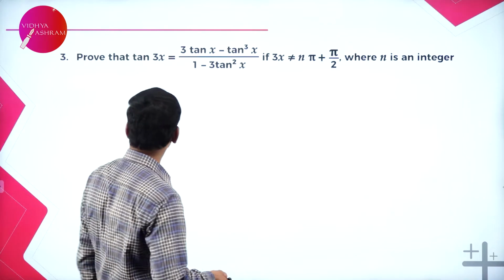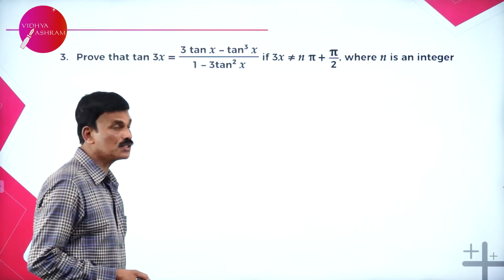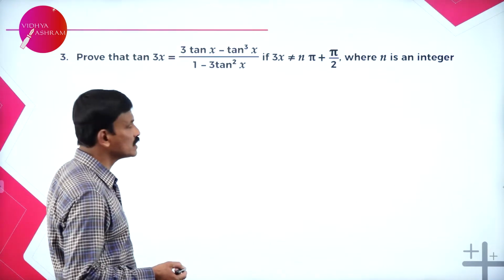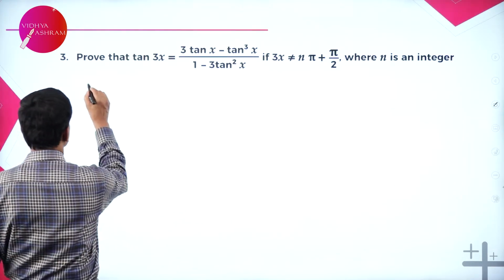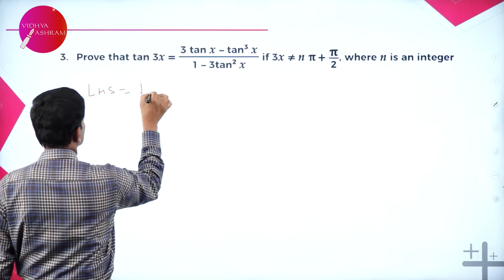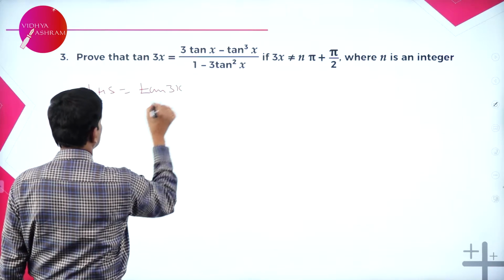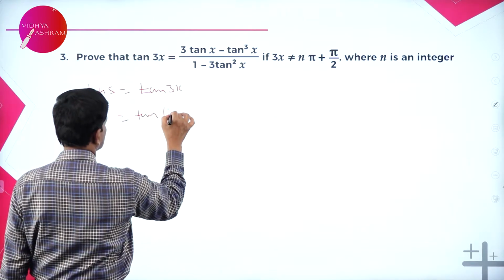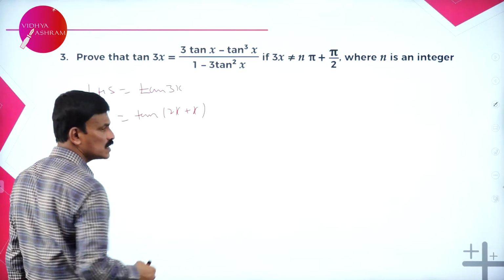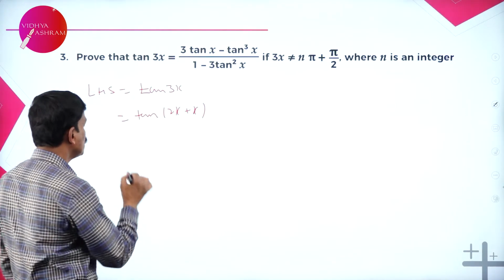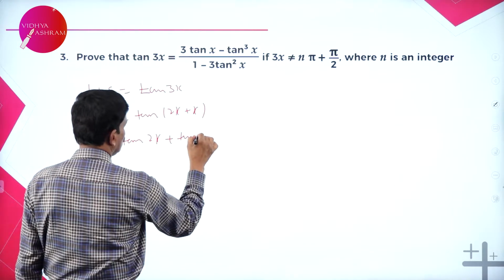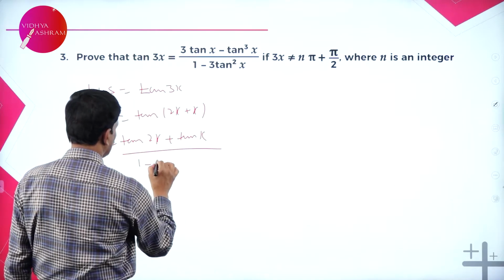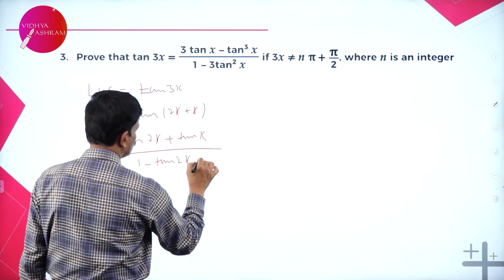Let us take this problem. Prove that tan 3x is equal to (3 tan x minus tan cube x) divided by (1 minus 3 tan square x). What is LHS here? LHS is equal to tan 3x. Tan 3x can be written as tan(2x plus x). This is of the form tan(a plus b). Tan(a plus b) is equal to (tan a plus tan b) divided by (1 minus tan a into tan b).